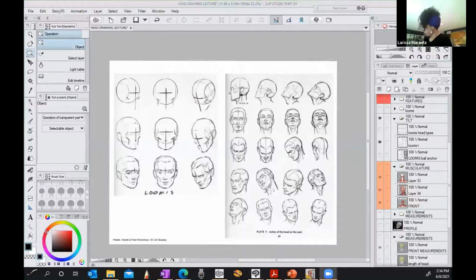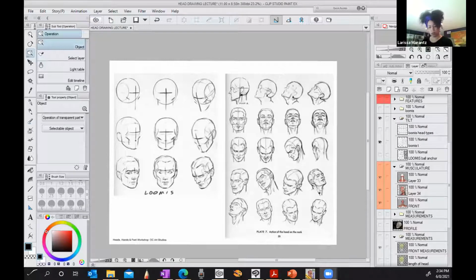234, still going. Okay. So Loomis, know that T line so that you can move and tilt the head in any direction. And then here we have the action of the neck and what happens when you raise the head and lower the head. These are all basically just exact profile, exact front. There's not a whole lot of tilt happening except for down here. But also pay attention to what's happening with the neck.